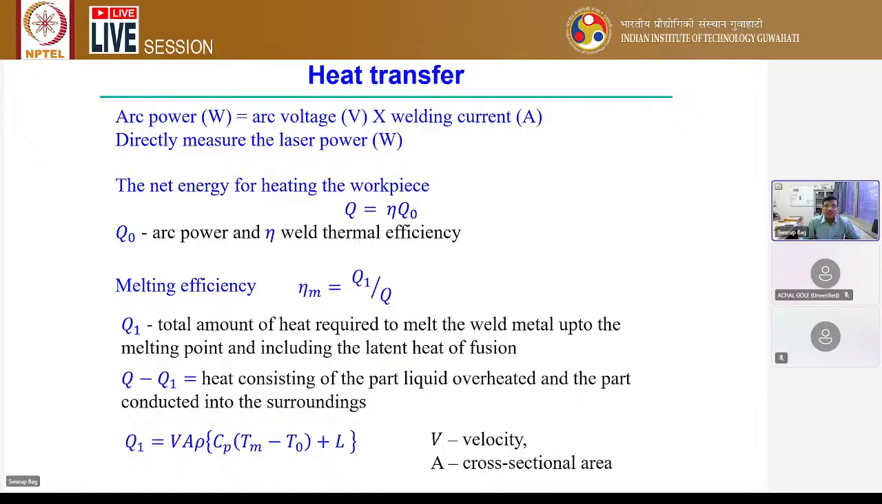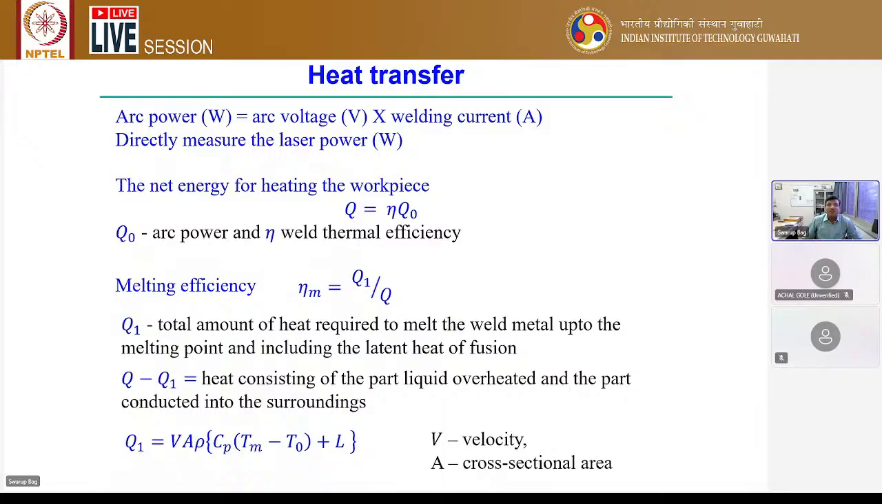But when the power is supplied to the substrate, to the workpiece, there might be some loss of heat due to radiation and convection. Therefore, not all the arc power enters the workpiece. Some loss will be there, so how can we count this loss? We count eta, the weld thermal efficiency. Therefore, the weld thermal efficiency is Q by Q0.